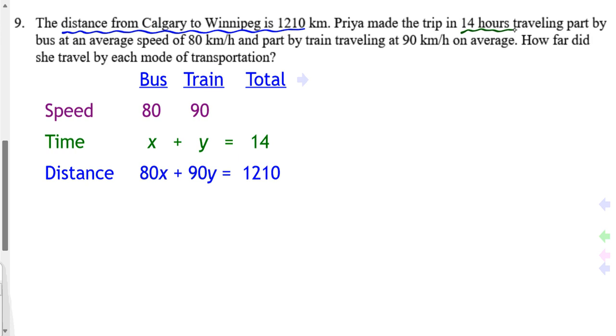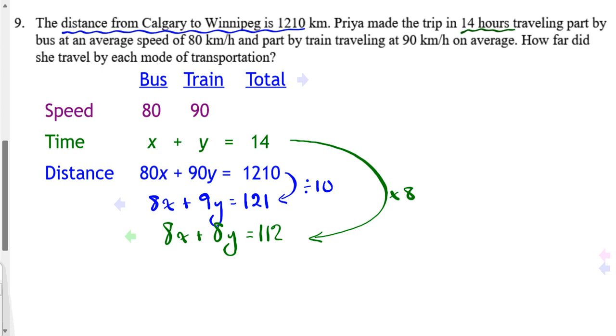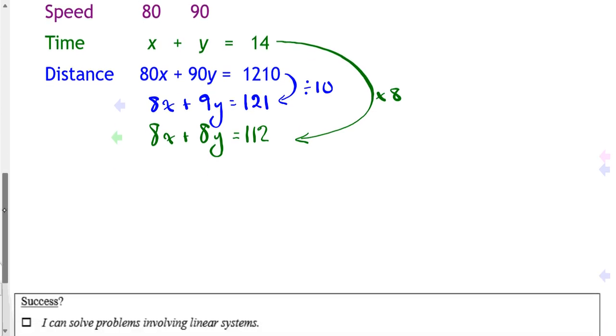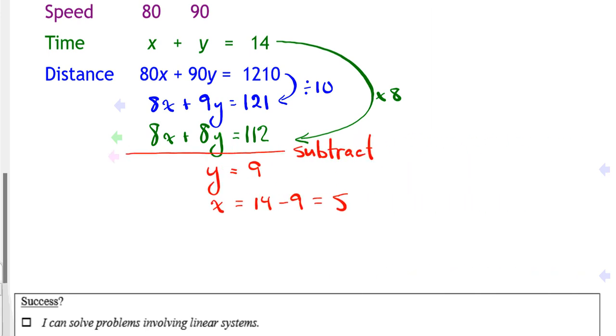Once we have these two equations, then we can again multiply or divide one of them to get matching coefficients. In this case, I chose to divide that second equation to get my coefficient smaller and then multiply my first equation in order to get the matching coefficients. If you didn't do it this way, that's perfectly fine. This is just a variation I wanted to demonstrate for you. Now I can subtract my two equations, solve to get the y, substitute to get the x.